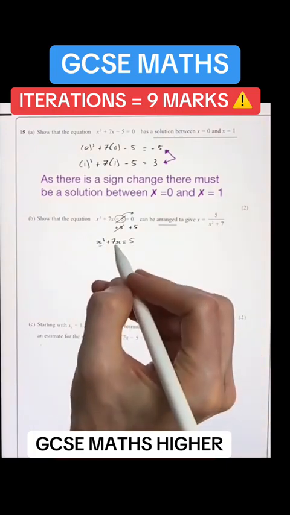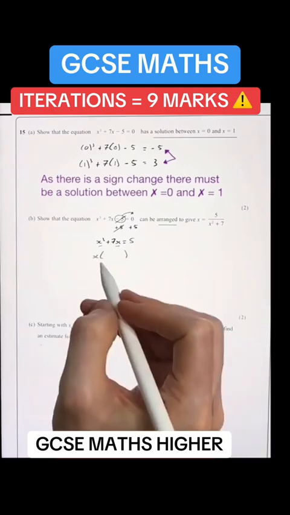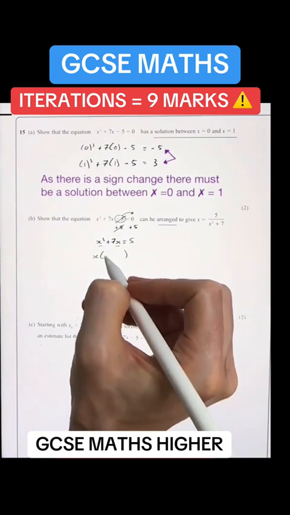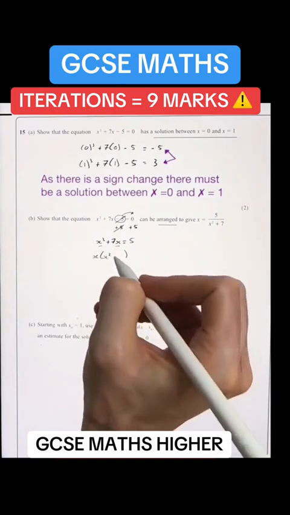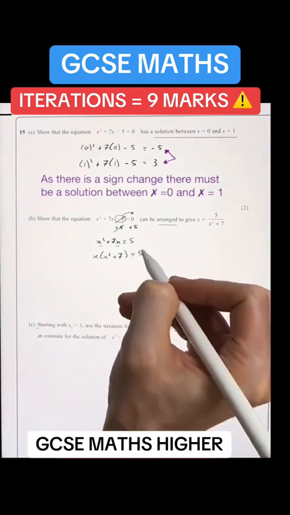As I've got x cubed and positive 7x, I can factorise out a single x. Opening my single bracket, what do I times x to get back to x cubed? I'm missing x squared. What do I times x to get back to positive 7x? I'm missing plus 7. And on the right-hand side, it still equals positive 5.